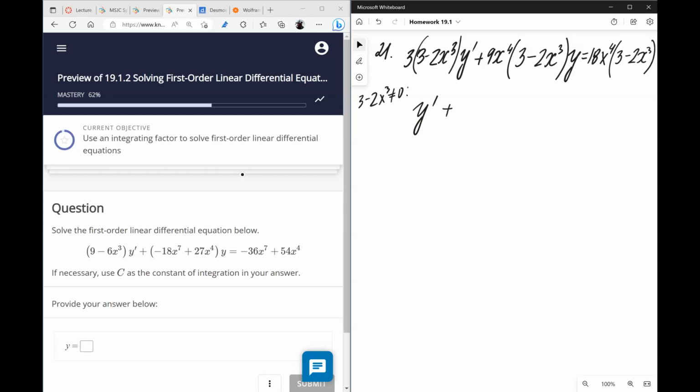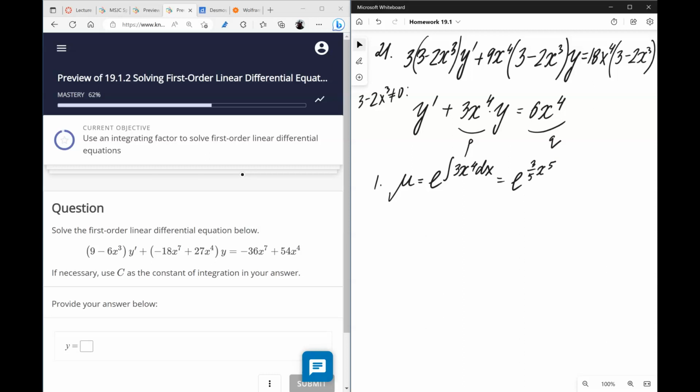And we have y prime plus 3x to the 4 y is equal to 6x to the 4. So this is my p, this is my q. First step, finding the integrating factor as e to the power integral of 3x to the 4 dx, which is equal to e to the power 3/5 x to the power 5. We can make c to be equal to 0.